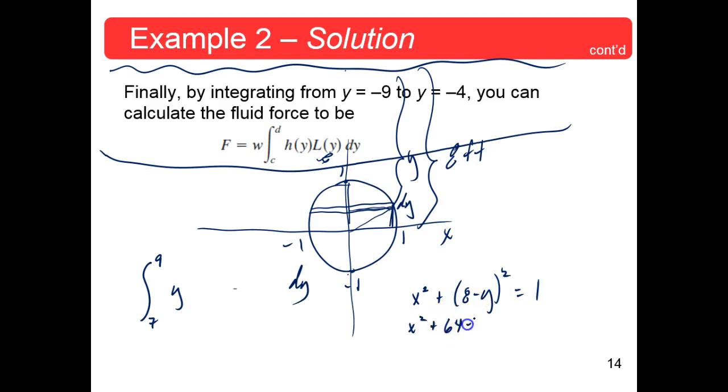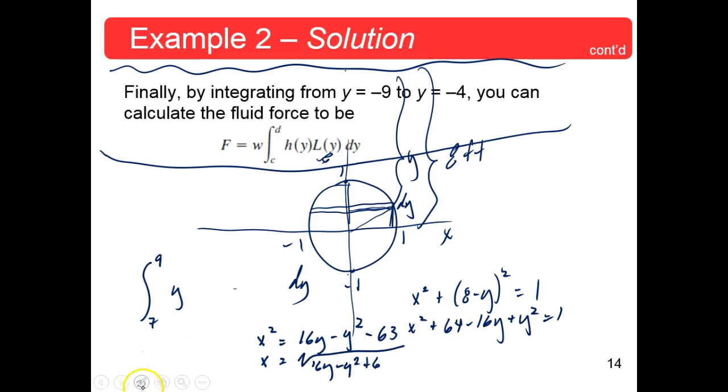64 plus y squared is equal to 1. Okay, let's get that solved for x in terms of y. So it'd be x squared is equal to 16y minus y squared minus 63, right? Okay, so x is going to be the positive square root of that. Oops, that's a minus 63.